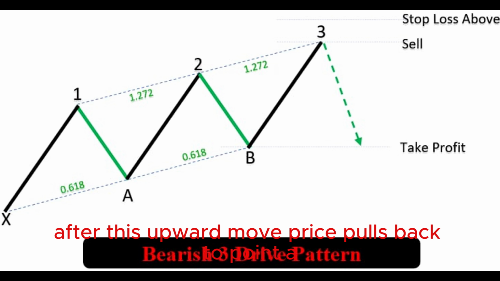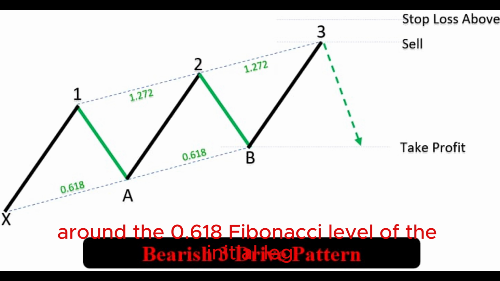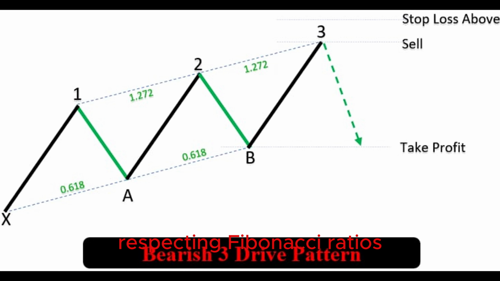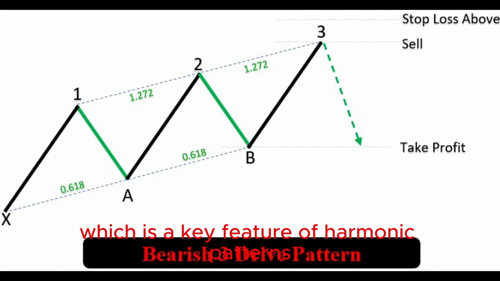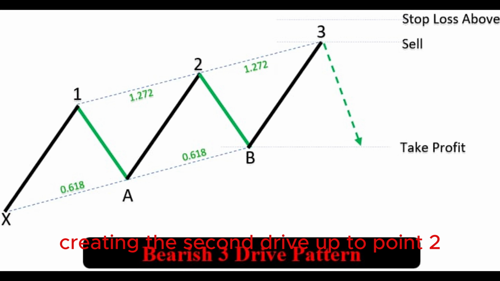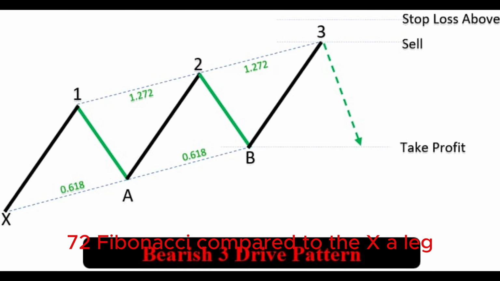After this upward move, price pulls back to point A, and this retracement usually lands around the 0.618 Fibonacci level of the initial leg XA. This is our first clue that the market is respecting Fibonacci ratios, which is a key feature of harmonic patterns. From point A, the market rallies again, creating the second drive up to point 2. This second bullish leg is often an extension of 1.272 Fibonacci compared to the XA leg.